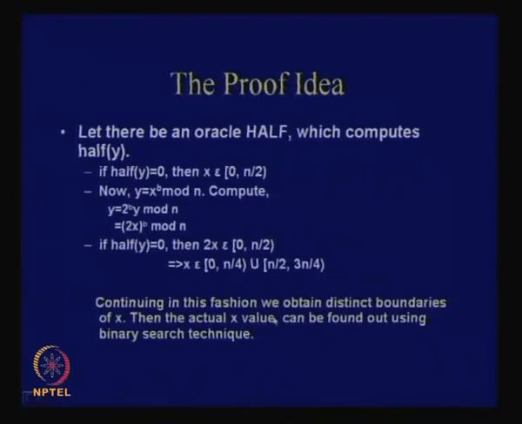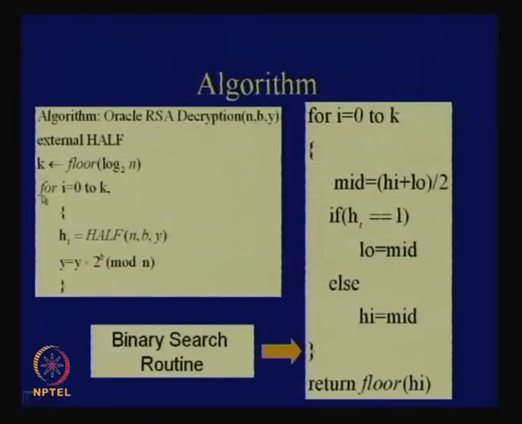So, continuing in this fashion we can obtain distinct boundaries of x, and therefore, you can obtain the value of x. Putting it in algorithm form, it looks like this. You see that there is a function which is the external half, and you keep on iterating. So, you find y equal to 2 to the power of b, and each time you ask the oracle half, it gives you the value of hi, and depending upon whether it is 0 or 1, you engage a simple binary search routine to find out the exact value of x.